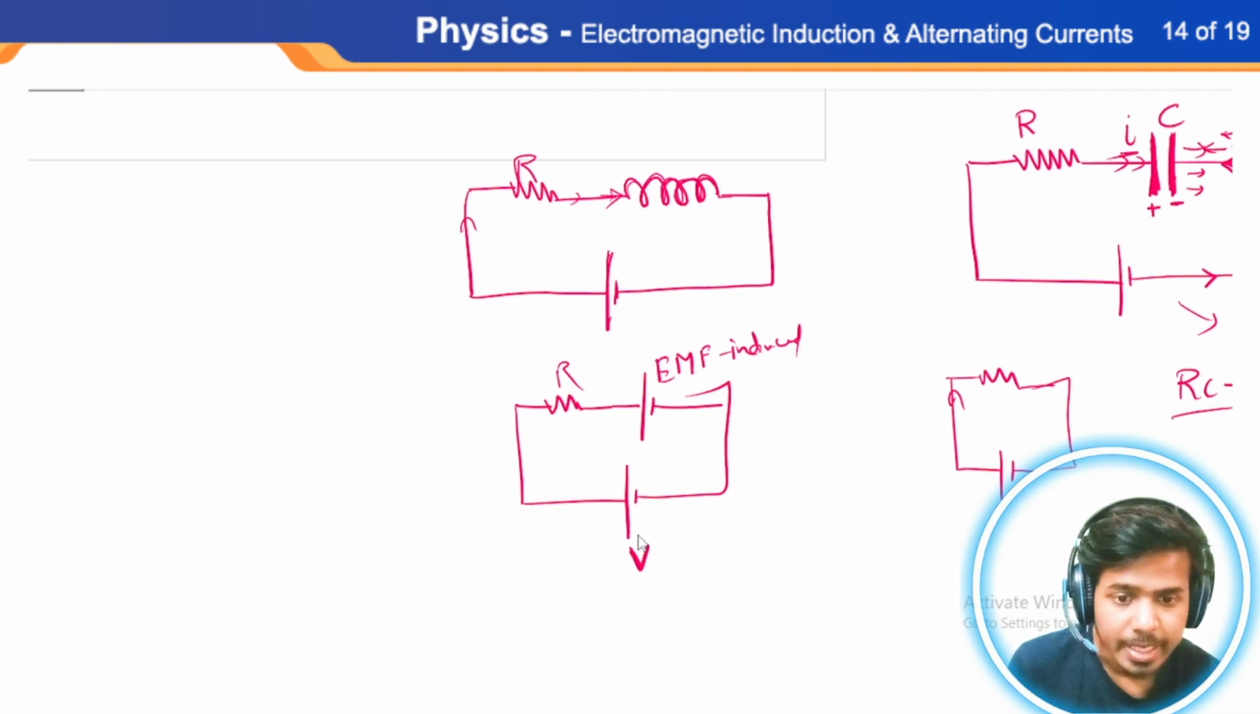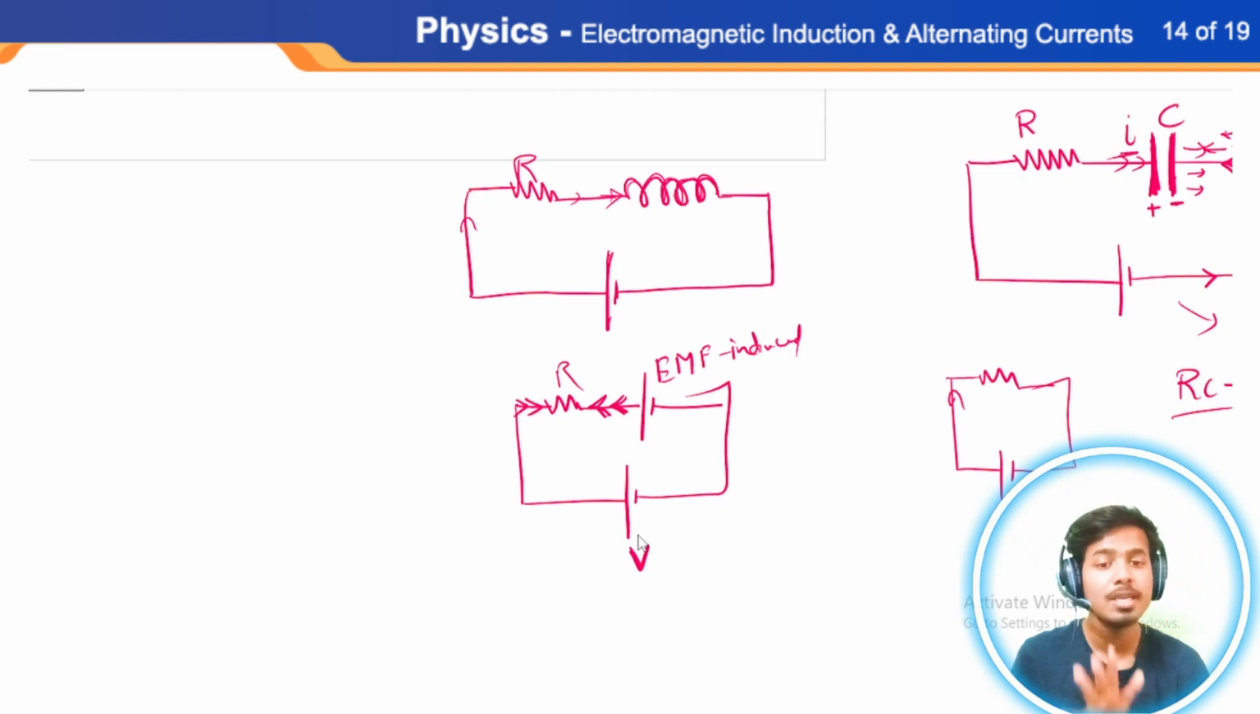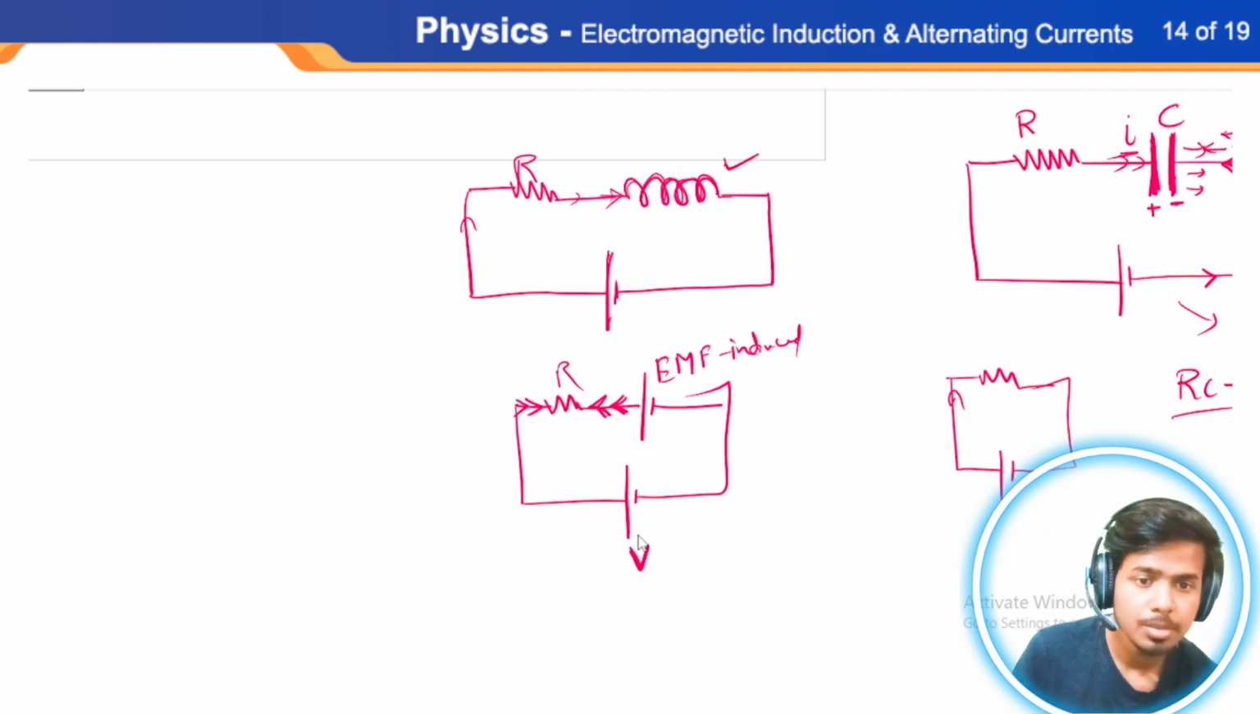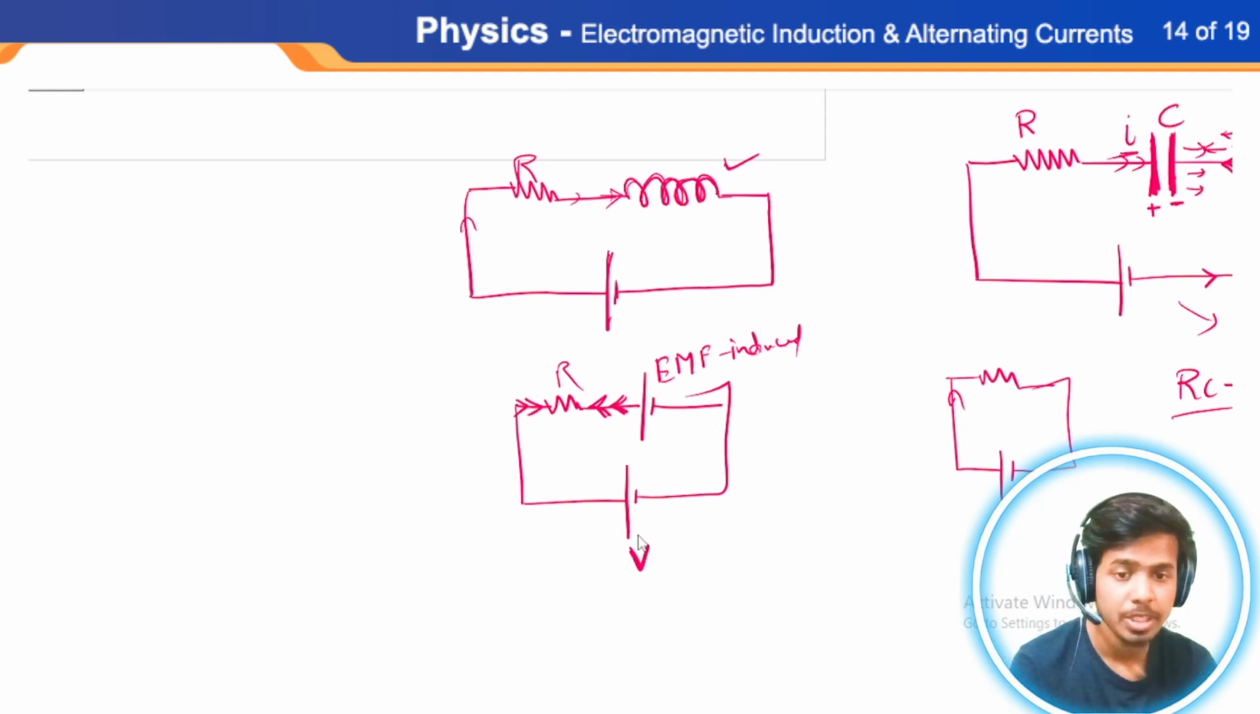So due to this, it actually doesn't allow any, this is trying to start the flow of current, right? And this is stopping the flow of current. This is why initially there is no electricity flowing inside the loop, due to this inductor, due to the induced EMF in the opposite direction.